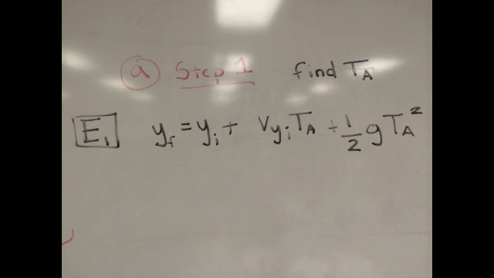To find theta B, we first need to find the time it took for this first snowball to go from start to finish. We're going to be using this equation: y final equals y initial plus Vy initial times time A plus 1/2 g time A squared. Y final and y initial are the initial and ending elevations of the snowball. Vy initial is the initial velocity of snowball A in the y direction. Ta is the time, and g is the acceleration of gravity. Once again, Ta is the time A, which we need to find.